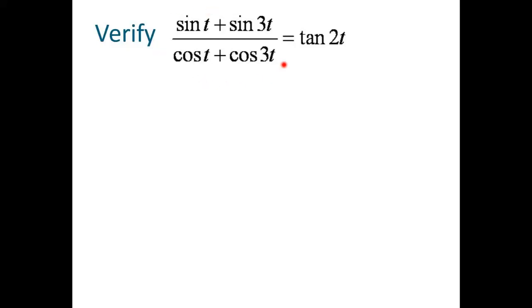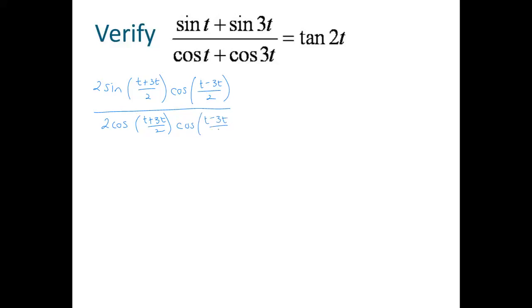So I'm going to start on this side, and I'm going to use that sum to product formula twice. Once for the numerator, once for the denominator. So when I rewrite the top, we've got sine plus sine, so that rewrites as 2 sine of the addition of the two angles divided by 2, and then cosine of the subtraction, so t minus 3t all over 2. And then we'll do the same thing for the bottom, but we're going to write the cosine formula this time. So 2 cosine of the addition of the two angles times cosine of the subtraction.